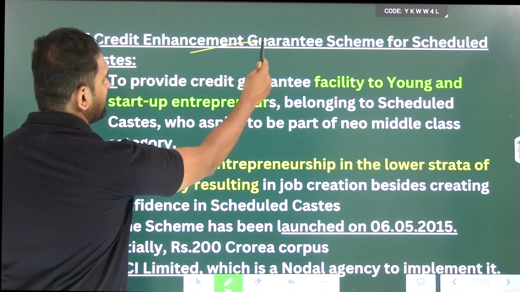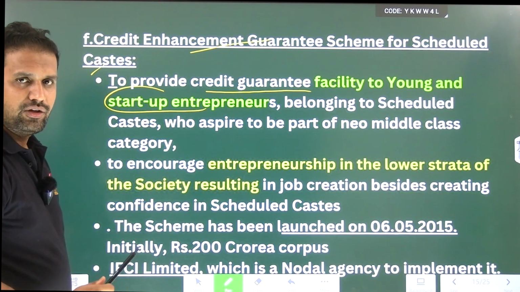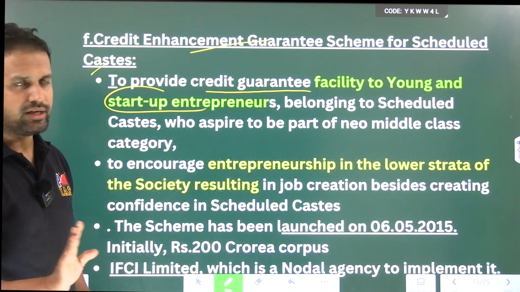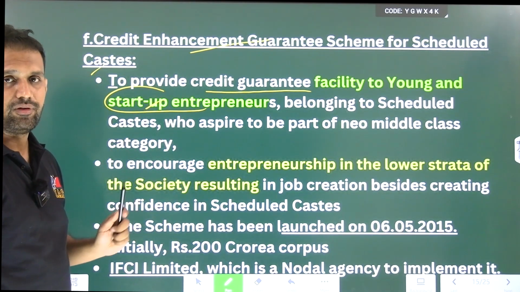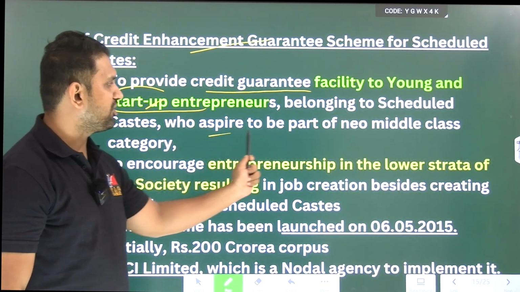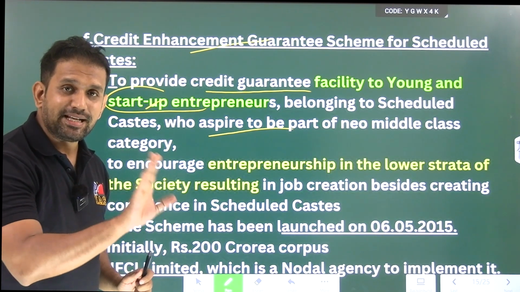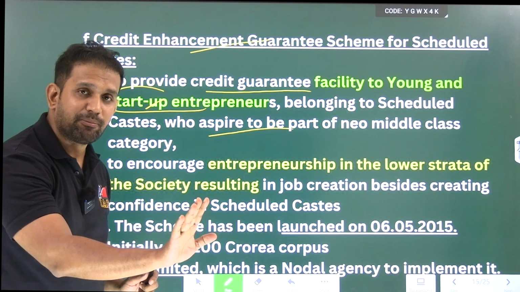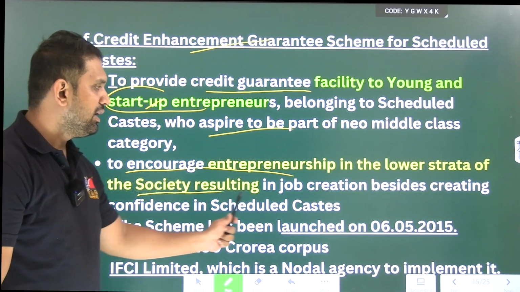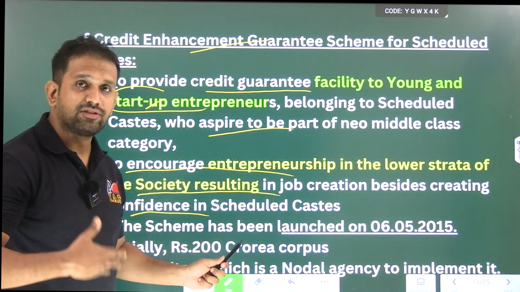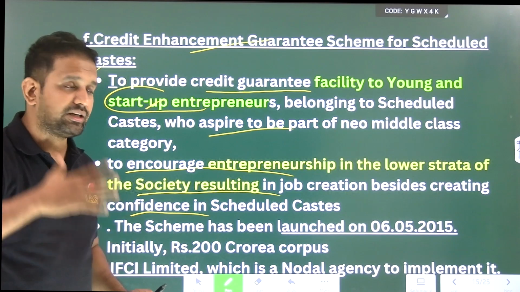Then the credit enhancement guarantee scheme for scheduled caste, to provide a credit guarantee facility to young and startup entrepreneurs. Young, not for the old people, only for the young up to 30 years. Startups who want to start a new business, this particular scheme will give them money. It is for those belonging to scheduled caste who aspire to be a part of the new middle class. Those who are poor want to become middle class. Just now from poverty they have been elevated, they have just become middle class, so we call them the new middle class. It is to encourage entrepreneurship in the lower strata of society and job creation, besides creating confidence in scheduled caste that they are on par, having the same talent, strength and capabilities as all communities.